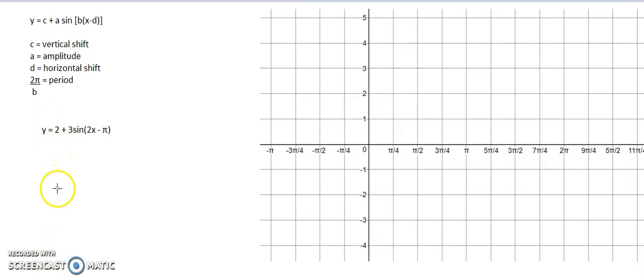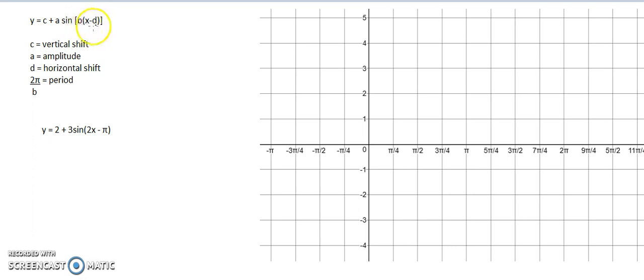Now let's put everything that we learned together. So here's a sine function that's got all of the different transformations in it. So we've got the plus or minus c, that's the vertical shift. The a out front, that's the amplitude. We're looking at a sine function for our basic function. And then in here we've got the multiplication and the shifting left and right. So this is our compression left and right, and this is our shifting left and right.